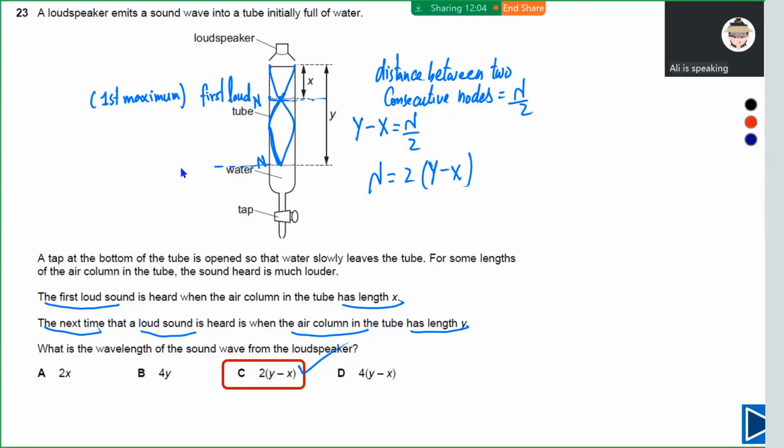So at this point we have the second loud sound. We can also write down here, second loud sound. You can say the second maximum at this point. When the height is y, we will hear the second maximum or second loud sound. I hope it is clear how to approach this problem. Let's move on to the next one.